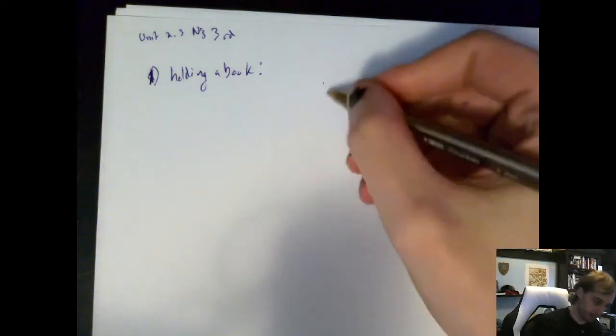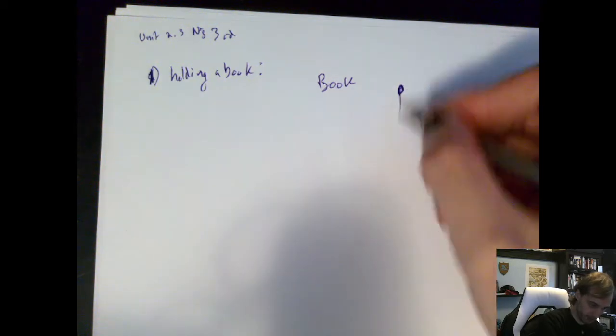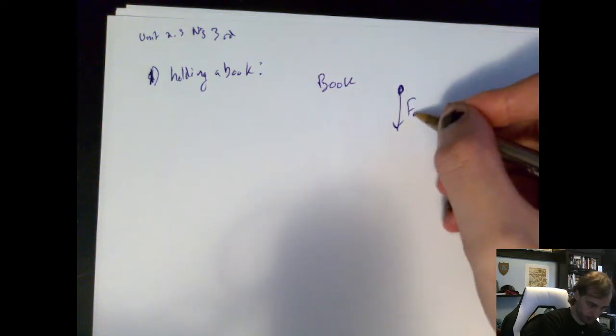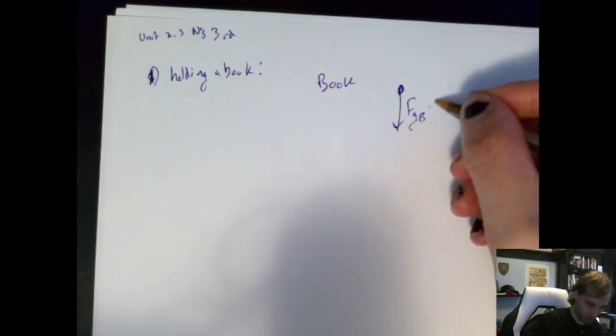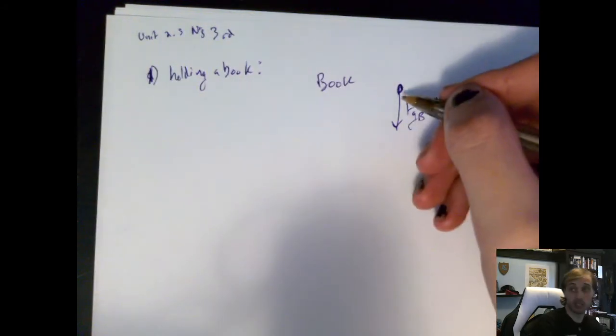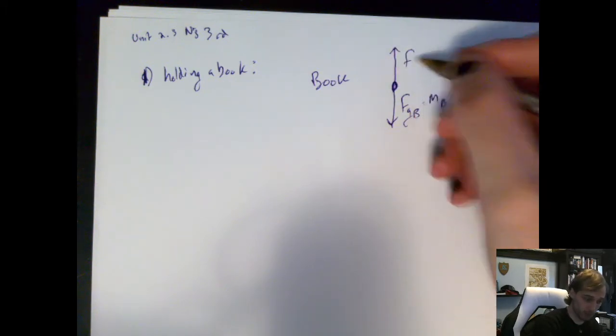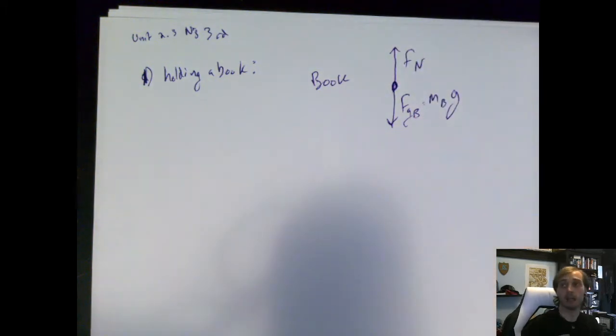The book is going to experience a force of gravity on the book going down, which will be the mass of the book times gravity. It's also touching my hand, and so because it's touching it and not falling through it, there should be a normal force going up. Now the book was staying at rest, which means the net force is 0. That tells you that those two things have to be balanced out. That doesn't mean they're a Newton's third law pair.